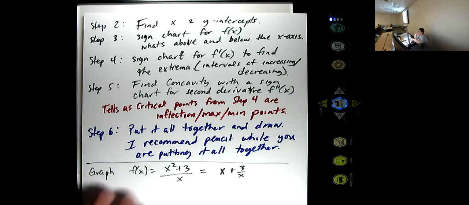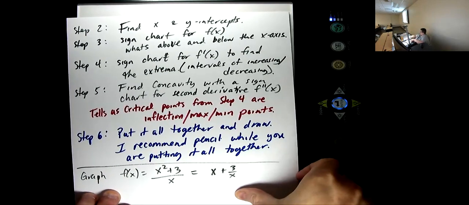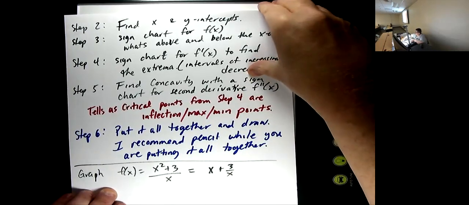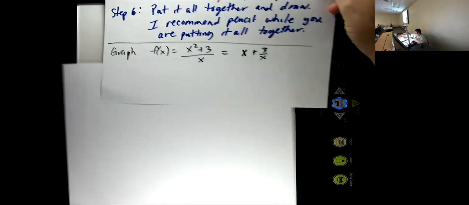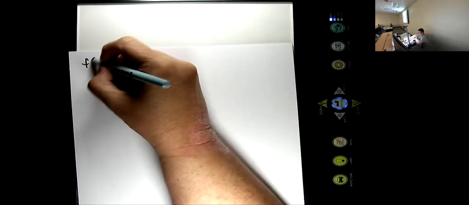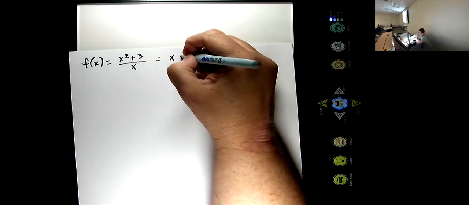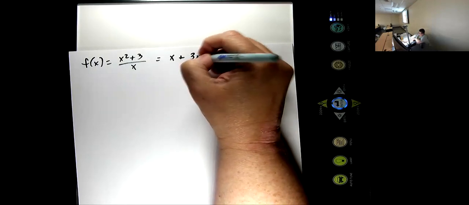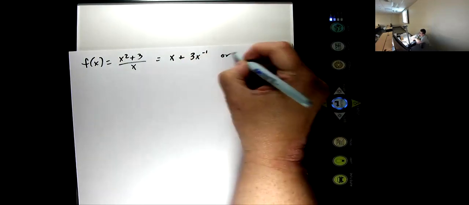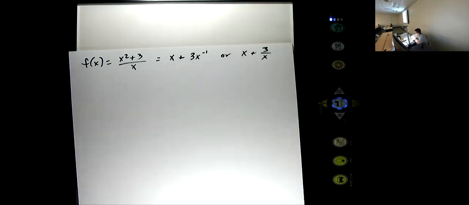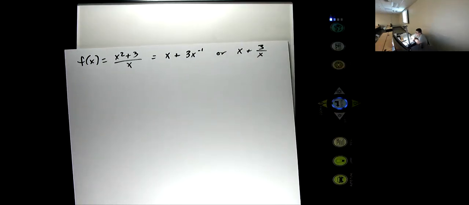Right, take a look at it. People, stop working. So we've got f of x equals (x squared plus 3) over x, which is x plus 3x to the negative 1, or x plus 3 over x. We can see that we have a vertical asymptote at x equals 0.